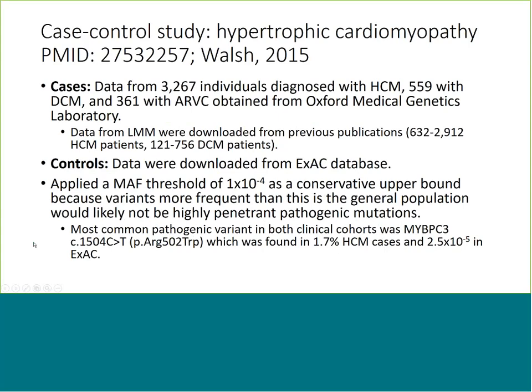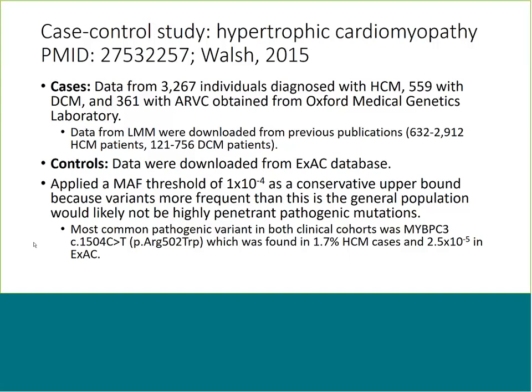So this is really a study looking at cardiomyopathy in general, but we used it specifically for hypertrophic cardiomyopathy. And the cases come from Oxford Medical Genetics Laboratory and from LMM, and totaled, I believe, over 7,000, almost 8,000 cases versus the controls that were downloaded from the ExAC database. So this is a case where ExAC was used as the control cohort.